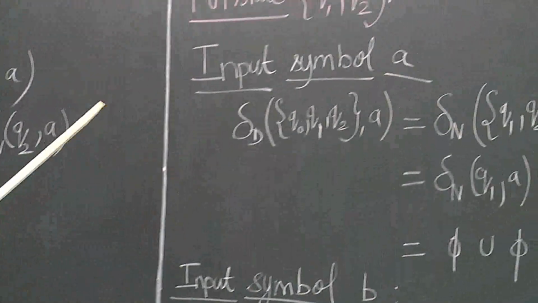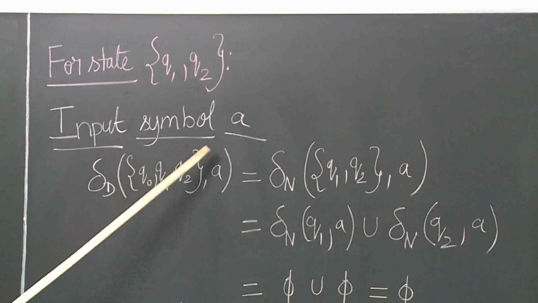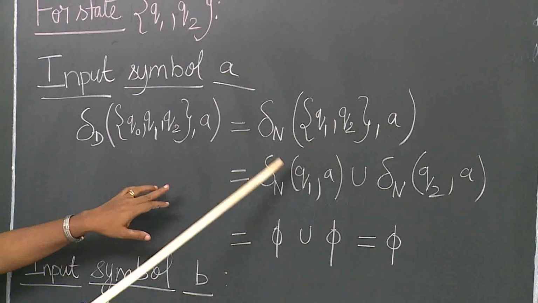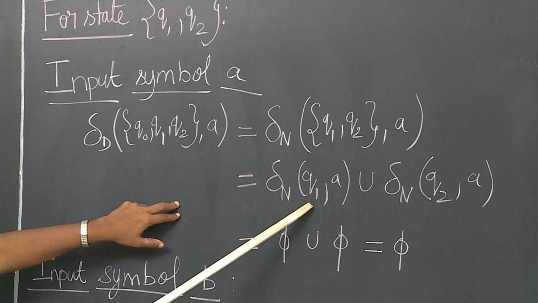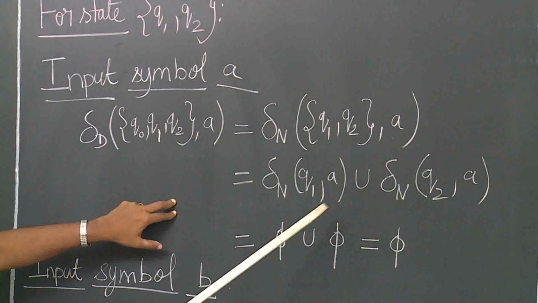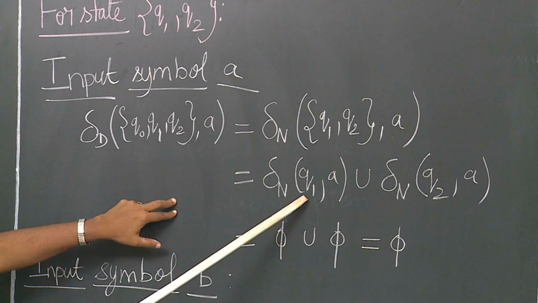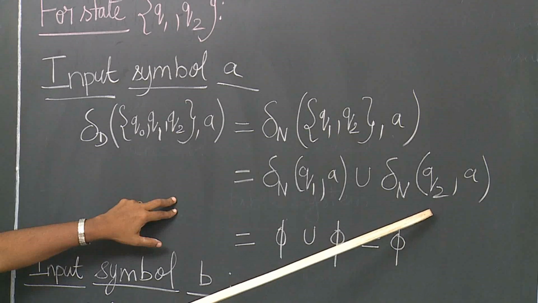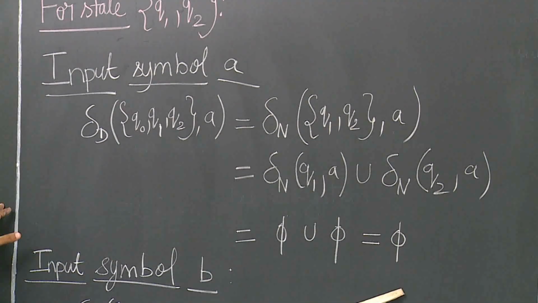Next we can see the state {Q1, Q2}. Here for the first input symbol A, again the DFA is converted into NFA states. By the split, we get NFA transition Q1 comma A union NFA transition Q2 comma A. For the first transition the output is phi, that is, there is no transition from Q1 by accepting the input symbol A. Also there is no transition from Q2 by accepting the symbol A. So the total resultant is phi.